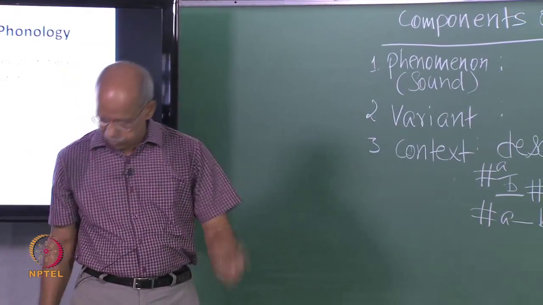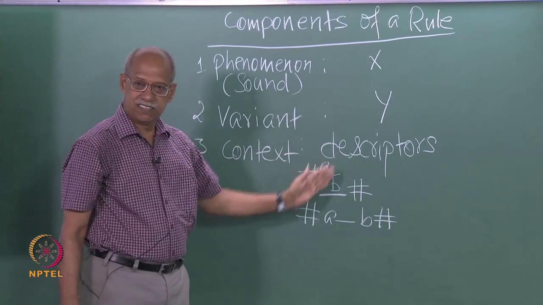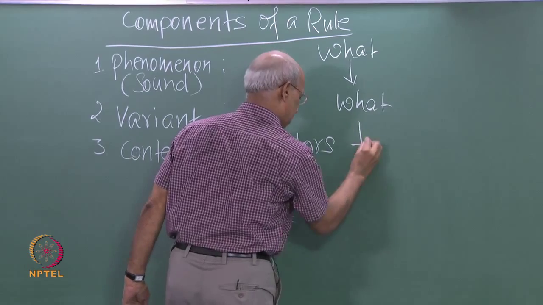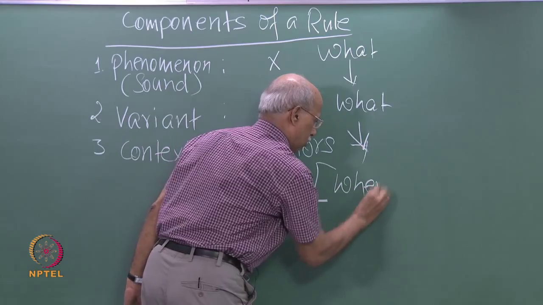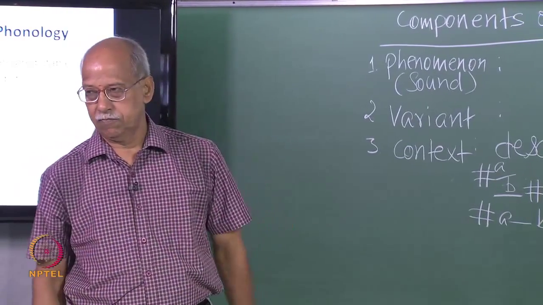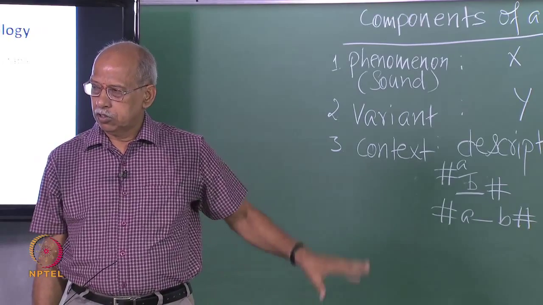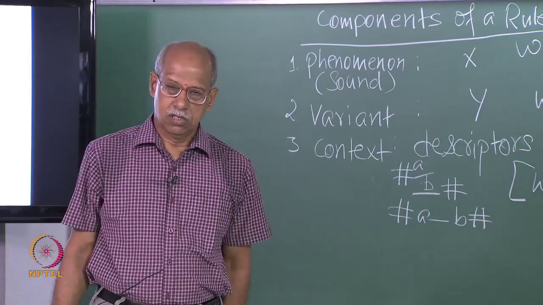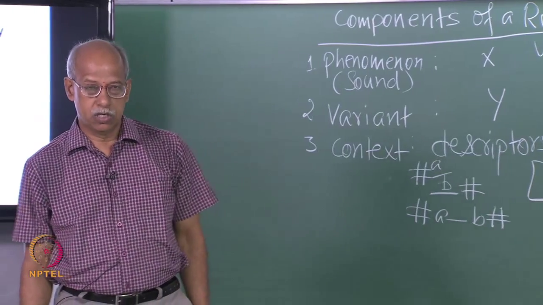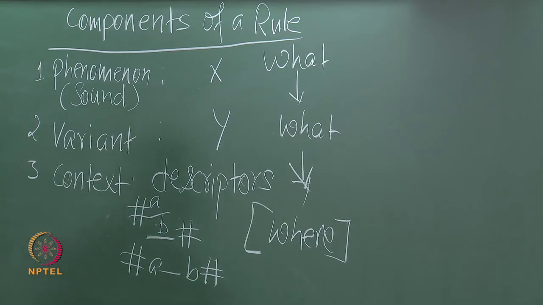In other words, a rule can be written so long as you know what changes to what and where. Linguistic theory so far has not made much attempt. There have been some feeble attempts, some half-hearted attempts to describe why, but so far there is not a consistent body of literature and knowledge that says why X changes into Y, why A changes into B. But we have reasonably good amount of knowledge and literature on what changes to what and where. So, a rule necessarily has these three components.